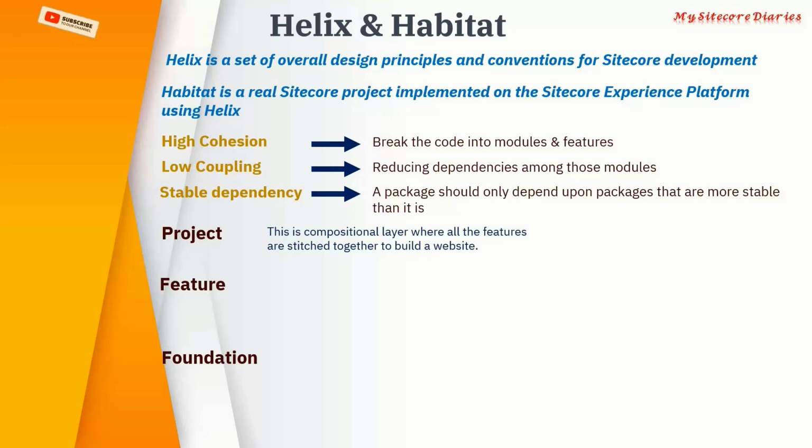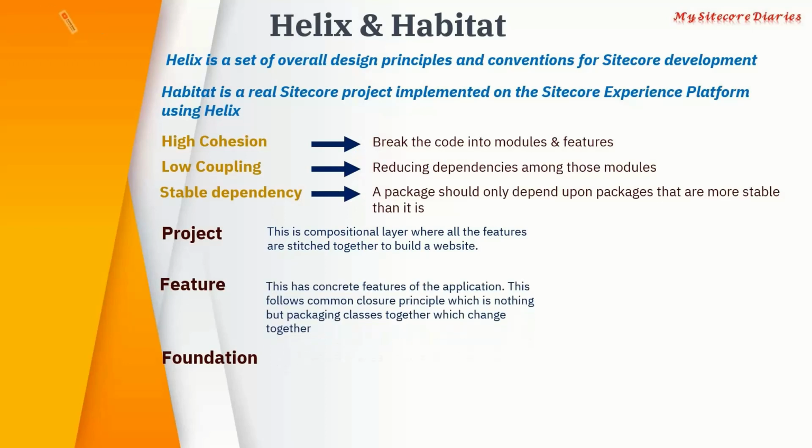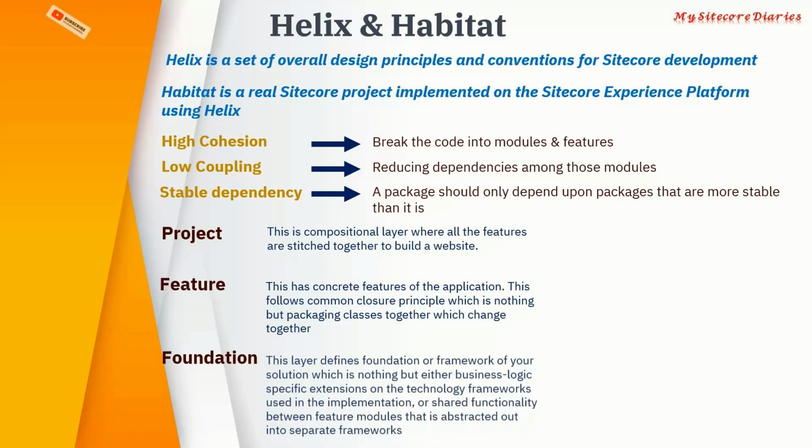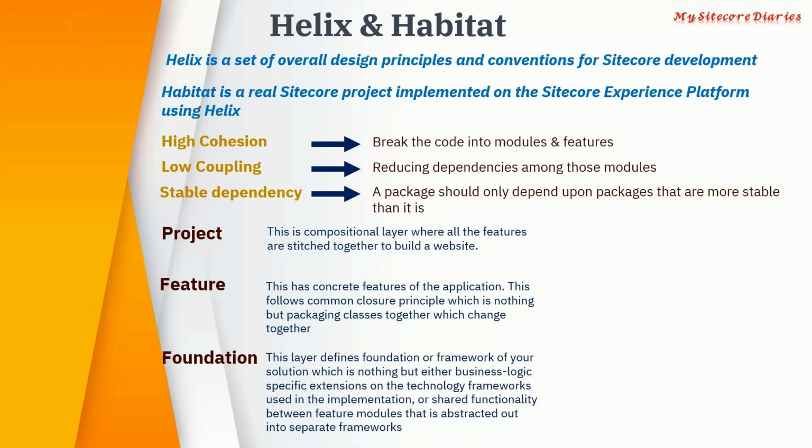Then you have features. A feature has concrete functionality, like news or a hero banner. All those are features. Each feature is included in its own feature project, and it also follows the common closure principle. What it means is that classes which change together are packaged into one project only. Then the foundation is basically your solution's framework. It holds things like extension classes or shared logic. Those are the foundation, a framework created for your solution.